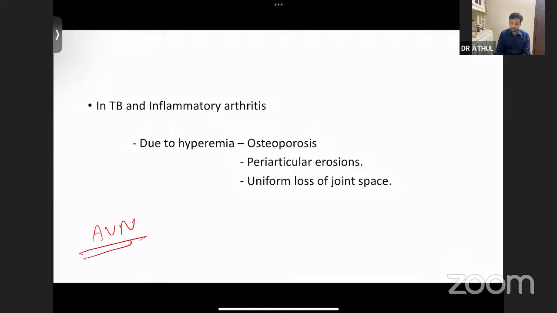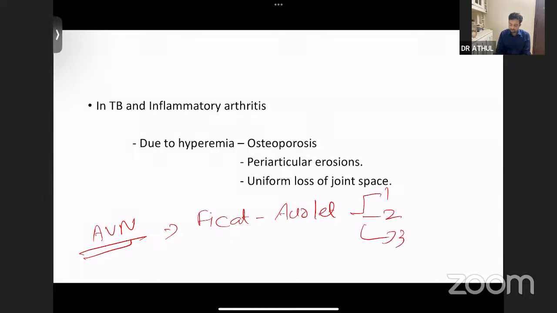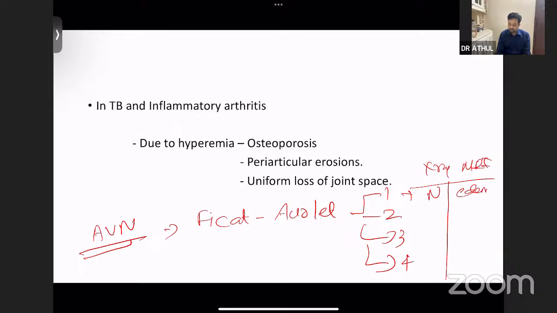What is the classification known as? The classification is known as Ficat and Arlet. You should go back and read your orthopedics notes. They will be telling you about Ficat and Arlet. There are 4 stages: stage 1, 2, 3, and 4. Stage 1 will be normal on X-ray. MRI will be showing edema in the STIR sequence. Stage 2, there will be a geographic area of destruction. Stage 3, there will be collapse. And stage 4, there will be arthritis. So go back and read the Ficat-Arlet classification because it is very important in avascular necrosis of the hip. There are 4 stages.